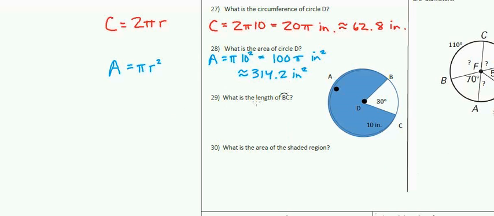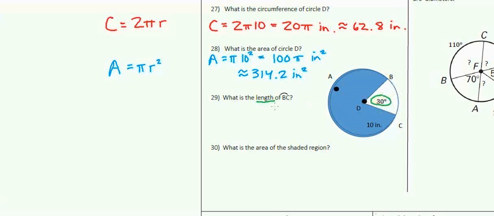Let's talk about this question for a moment, because here's where we have a lot of confusion. Length is not talking about measure. Measure of an arc is in degrees. For instance, on this circle, the measure of angle BDC is 30 degrees. So the measure of arc BC is also 30 degrees.